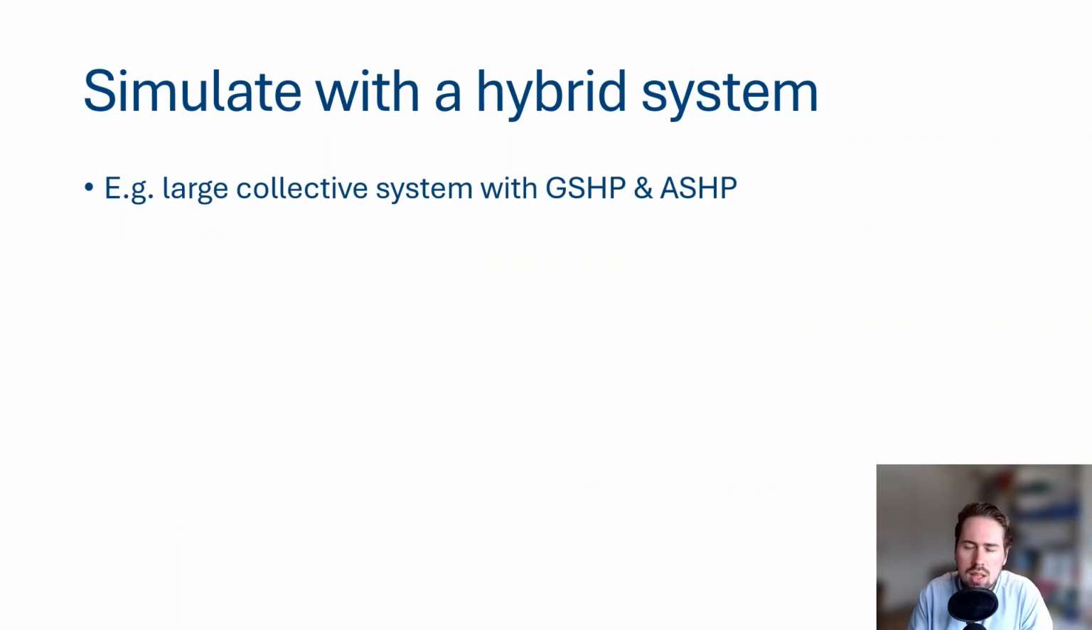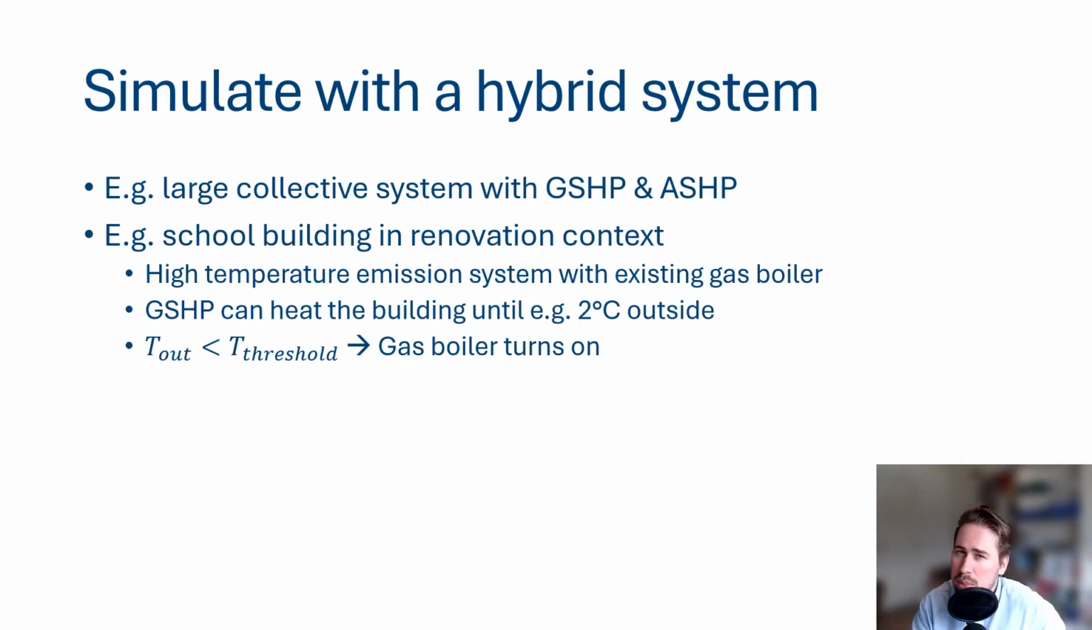So we already talked about this example, but for example, also in a renovation context. Imagine you have a school building which is not that well insulated, but you want to install a ground source heat pump there. We have high temperature emission systems with an existing gas boiler, but these emission systems can also work with our ground source heat pump. But when it's too cold outside, due to the poor insulation, our ground source heat pump cannot heat our building efficiently, for example, when it's below 2 degrees outside. So what we can say is, if our temperature outside is below this threshold, then our gas boiler turns on again. So we simulate a hybrid system in this way.